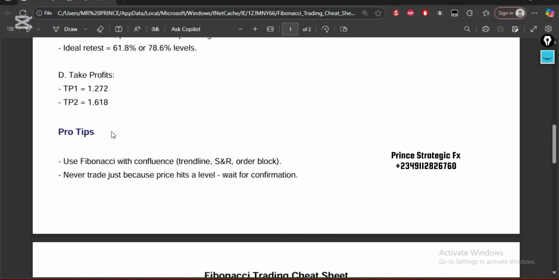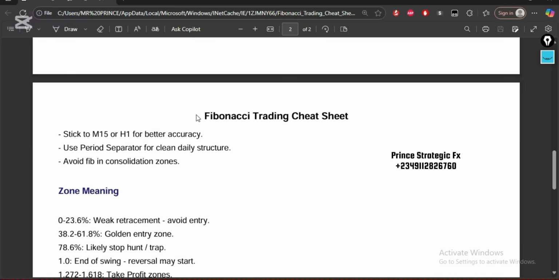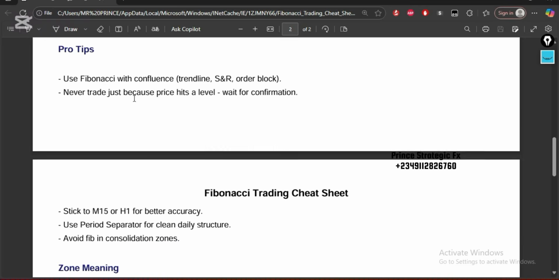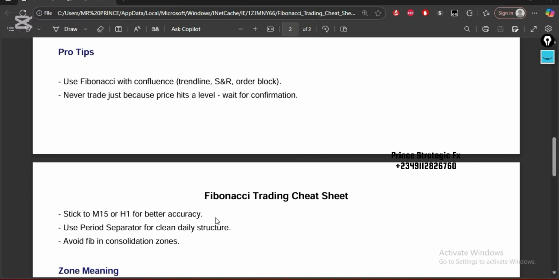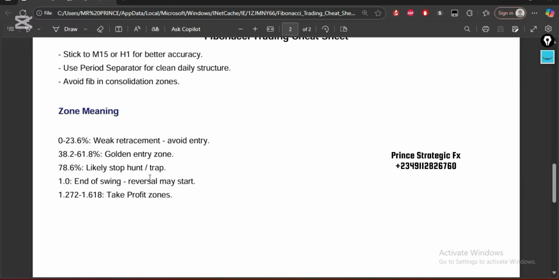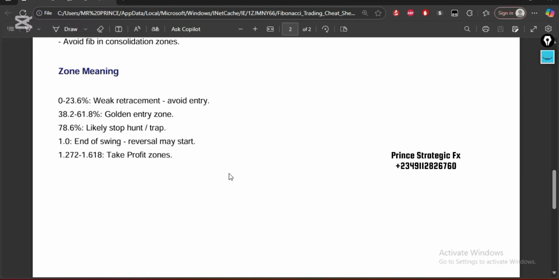Then the pro tips on how you can use Fibo correctly for trend lines, support and resistance, and other blocks. You're going to see these pro tips here. Then for the main part of the whole Fibo guide, this is where we will need to pay more concentration: the zone meaning. The zone meaning is the major part of how to use Fibo.